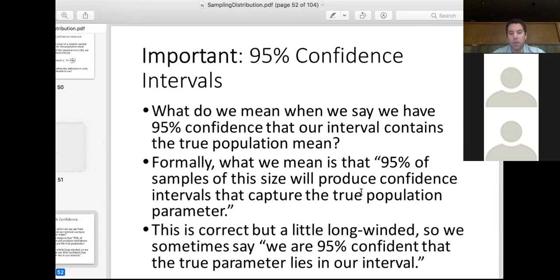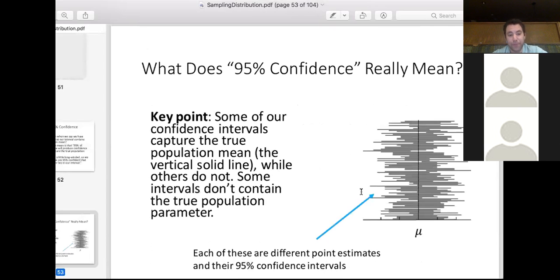In other words, 95% of samples of this size will produce confidence intervals that capture the true population parameter, which is what it is actually describing, but it's very long-winded. So we'll usually say that we're 95% confident that the true parameter lies within this confidence interval. We'll use the wording: we are 95% confident that the true population parameter falls within these 2 numbers.